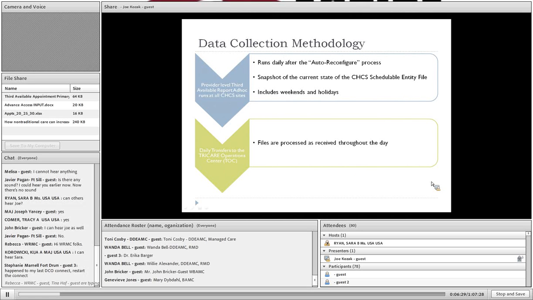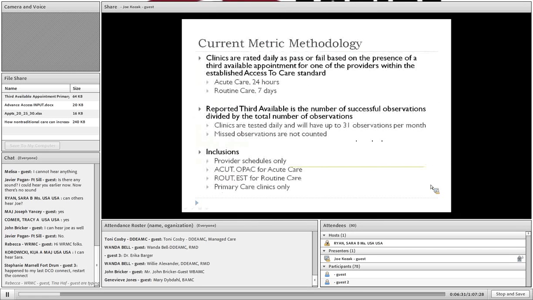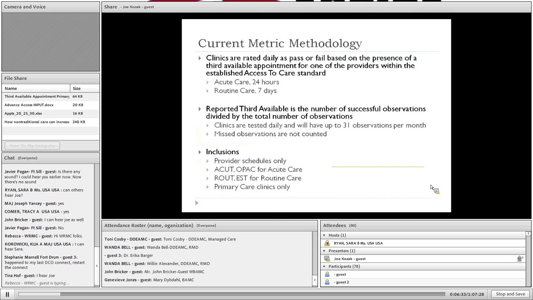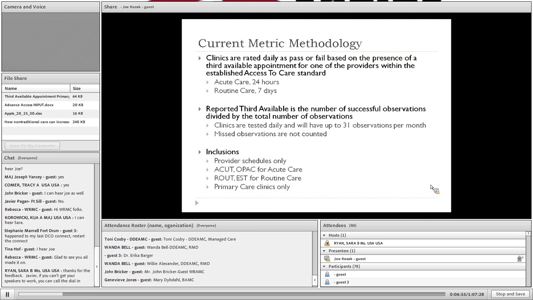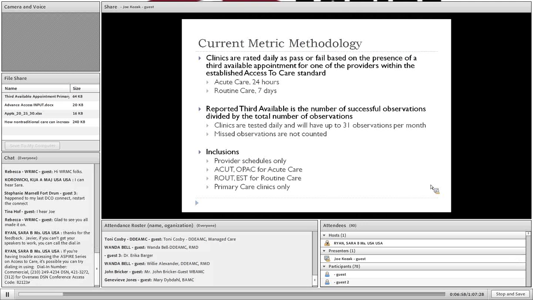Daily transfer of files actually is off your nighttime run. Current methodology: clinics were rated daily as a pass or fail based on the presence of a third available in one of the provider's schedules within the Access to Care standard. A lot of people don't understand what the third available appointment metric did. It broke every appointment out, put it into categories by acute, routine, specialty, and well, and then measured it at that point, then aggregated it back to the individual provider's schedule after it measured if there were the 3 availables, and then took the aggregate of the provider's schedules to equal the clinic.